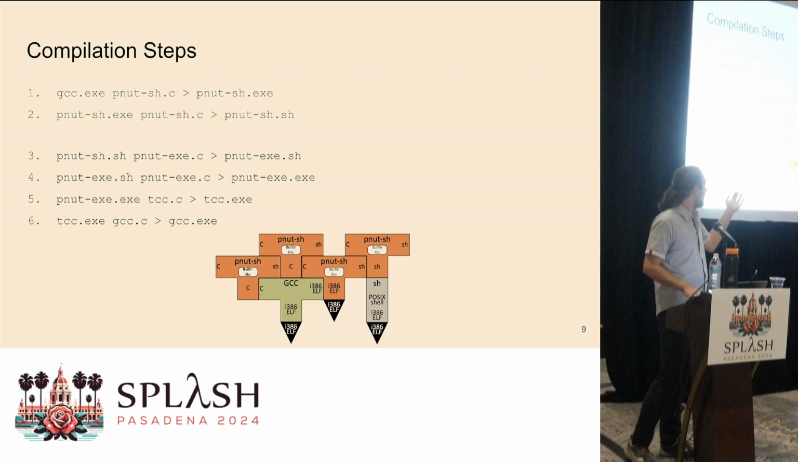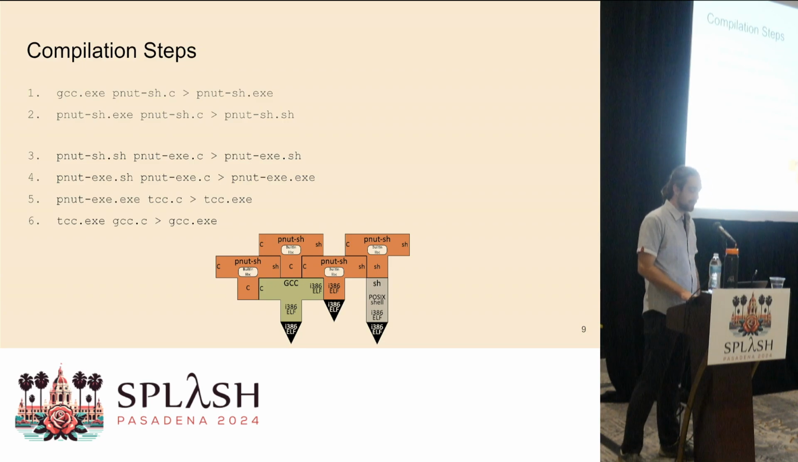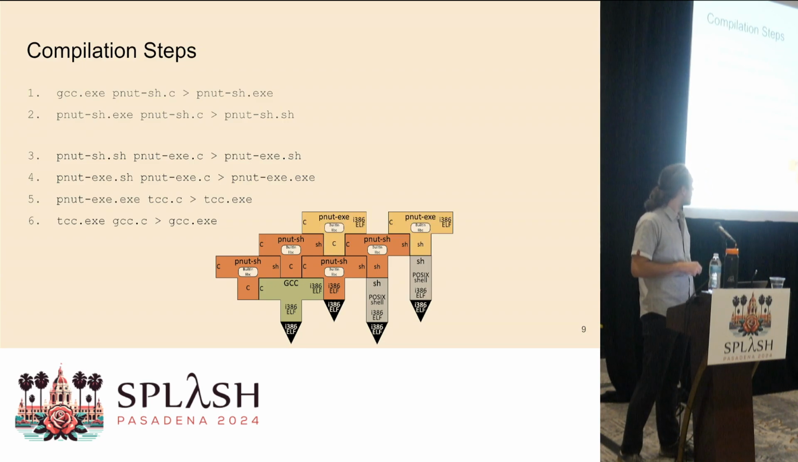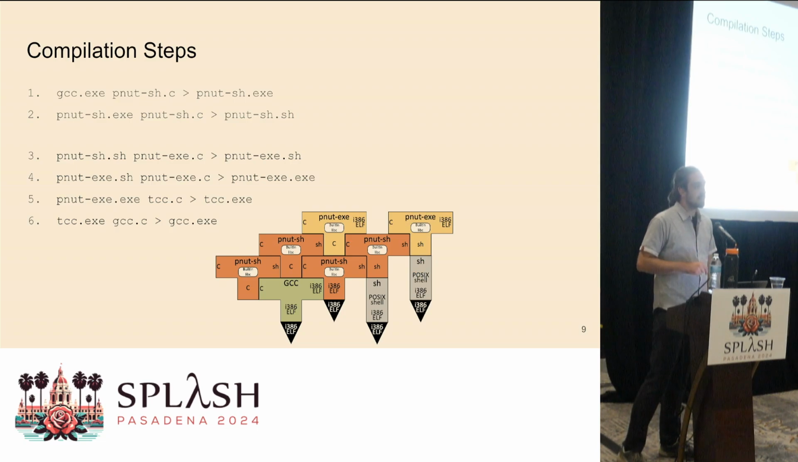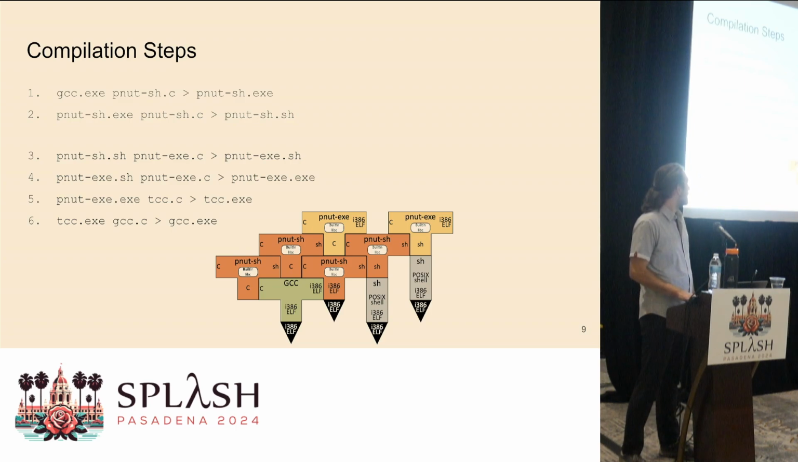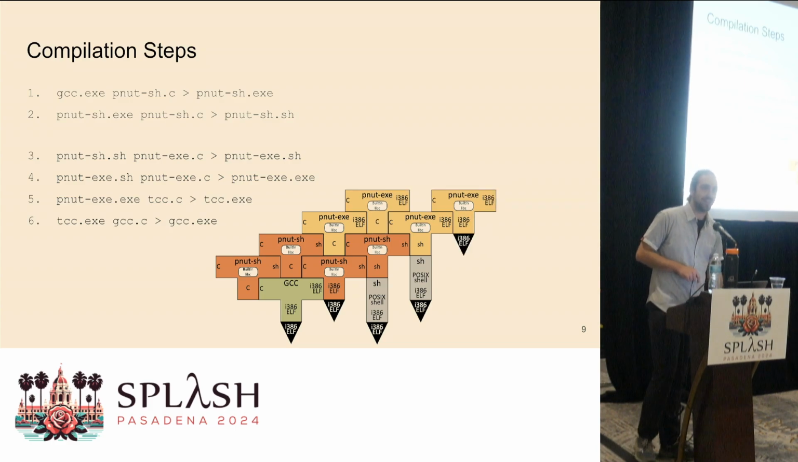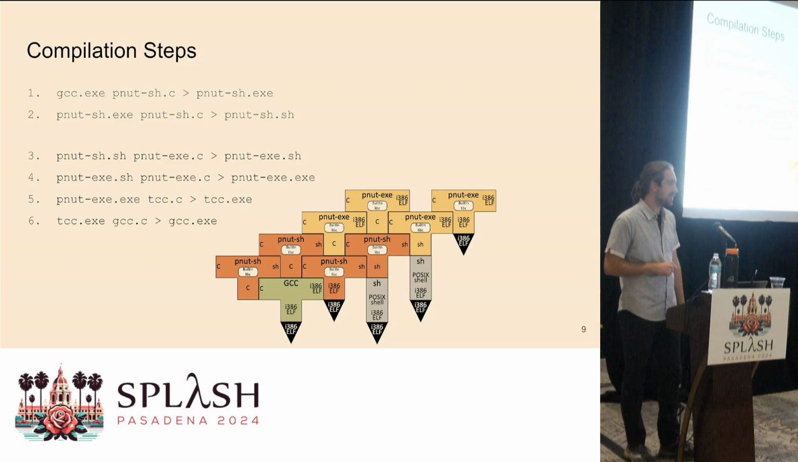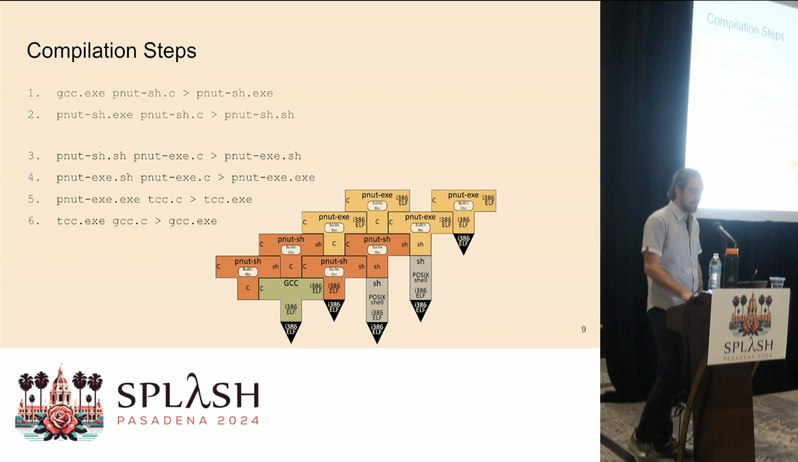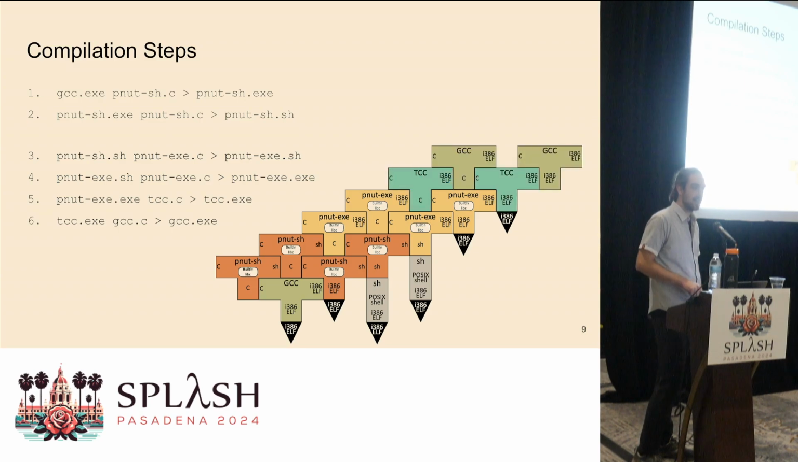So now at this point, we require the use of a POSIX shell implementation to run our script. And then we can continue and compile pnut.exe. From pnut.exe, we still need to have a shell, and it can be quite slow and limiting, and we want to use the shell as little as possible. So we can recompile pnut.exe to finally escape the shell and get a binary version of the pnut.exe compiler. And then it's just a matter of compiling TCC and GCC, and we've won.